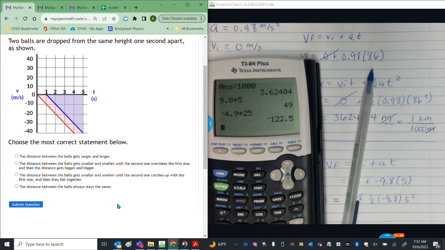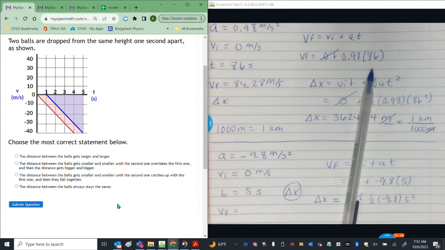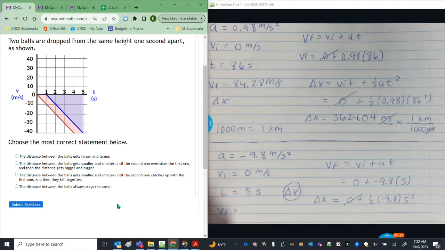Those are your options. You can actually use the graph to help you see this. What's going to happen is the distance between the balls is going to get larger and larger. Although they have the same acceleration, the fact that one of them was dropped a second earlier means it's going that much faster each second compared to the other one. And if it's going that much faster, it's also going that much farther each second. But you can also find the area of the triangles.